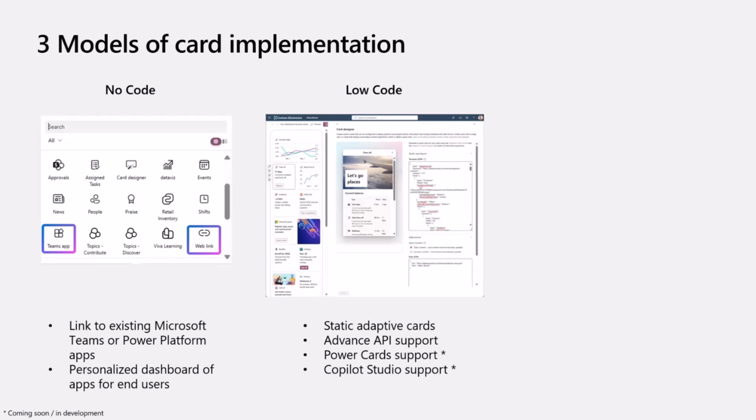It already shipped. We also have Power Card support, which is coming for Viva Connection pretty soon. Probably you haven't heard about this one before. We have a slide coming up on that one, and also Copilot Studio support is coming here. And what it means is that you're able to use Copilot Studio or Power Platform or Power Apps with Power Cards to define custom experiences for Viva Connection.